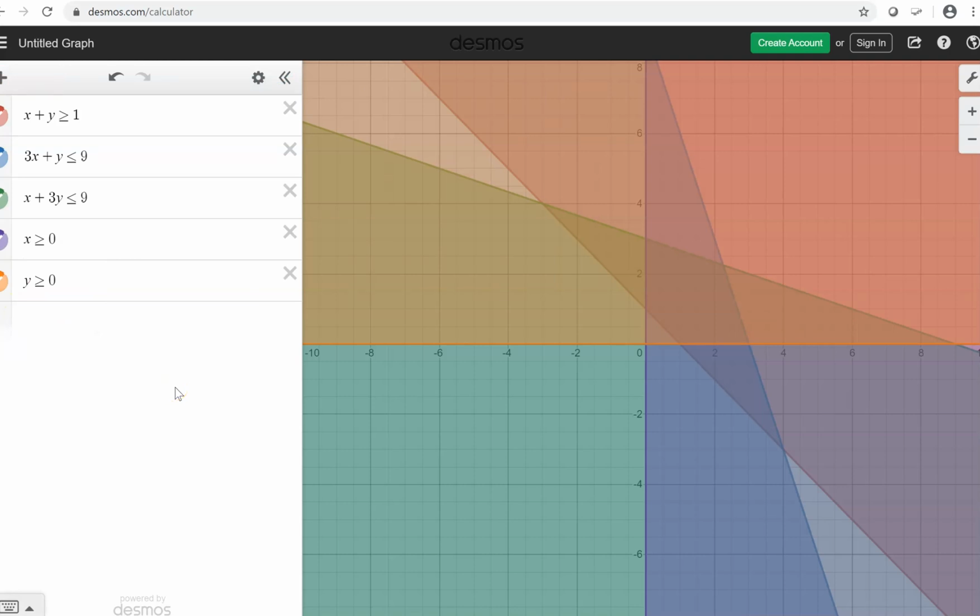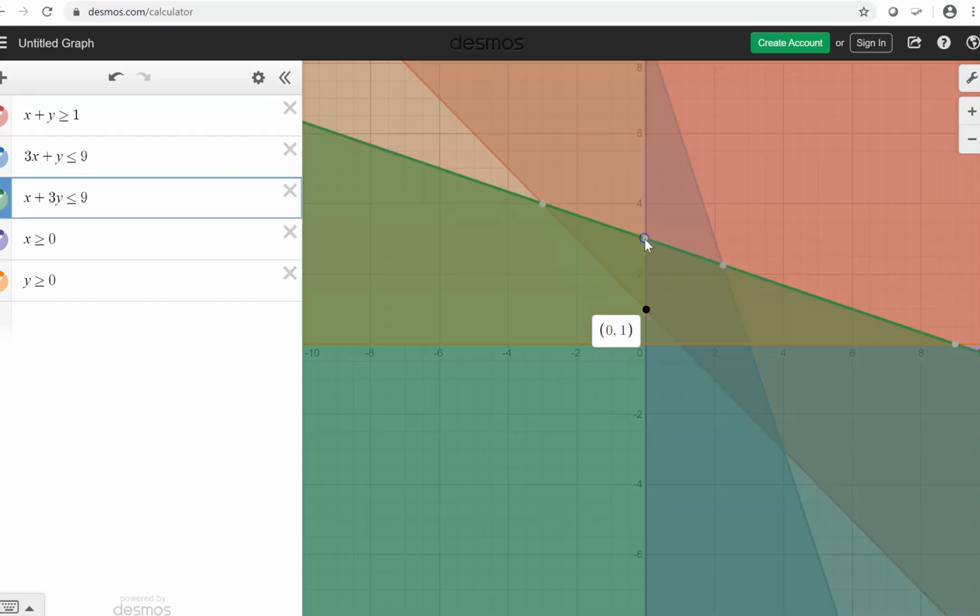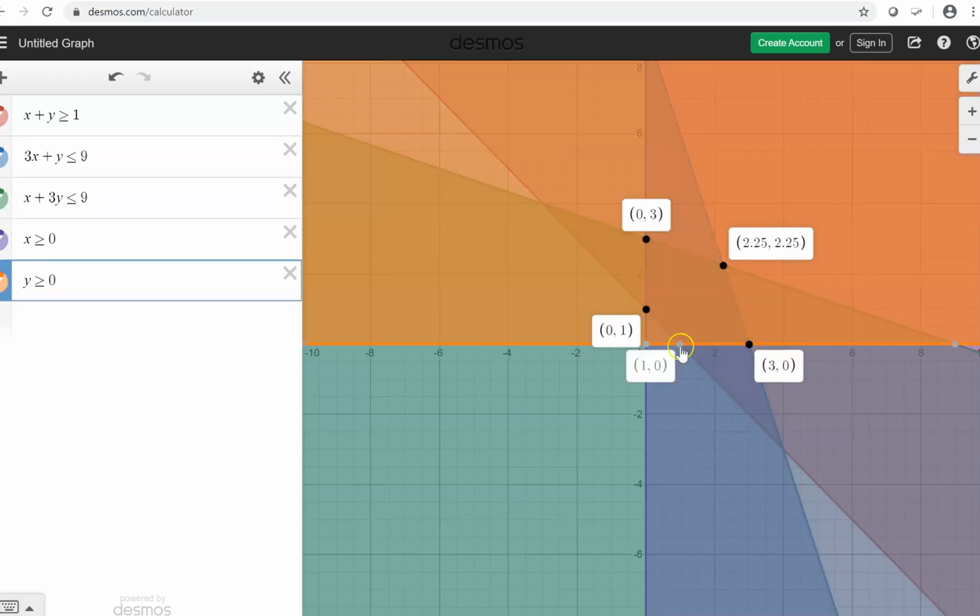Just a heads up. Okay, so do you see how this is the most concentrated piece right here? That's our feasible region. It's this polygon outlined here. And you know, in Desmos, you can click and you can get points. So there we have (0, 1). There we have (0, 3). (2.25, 2.25). (3, 0). And then (1, 0). So 1, 2, 3, 4, 5 points. And if we graphed it by hand, we would get there too. It just might take us a little longer. And this is a great way to check your work.